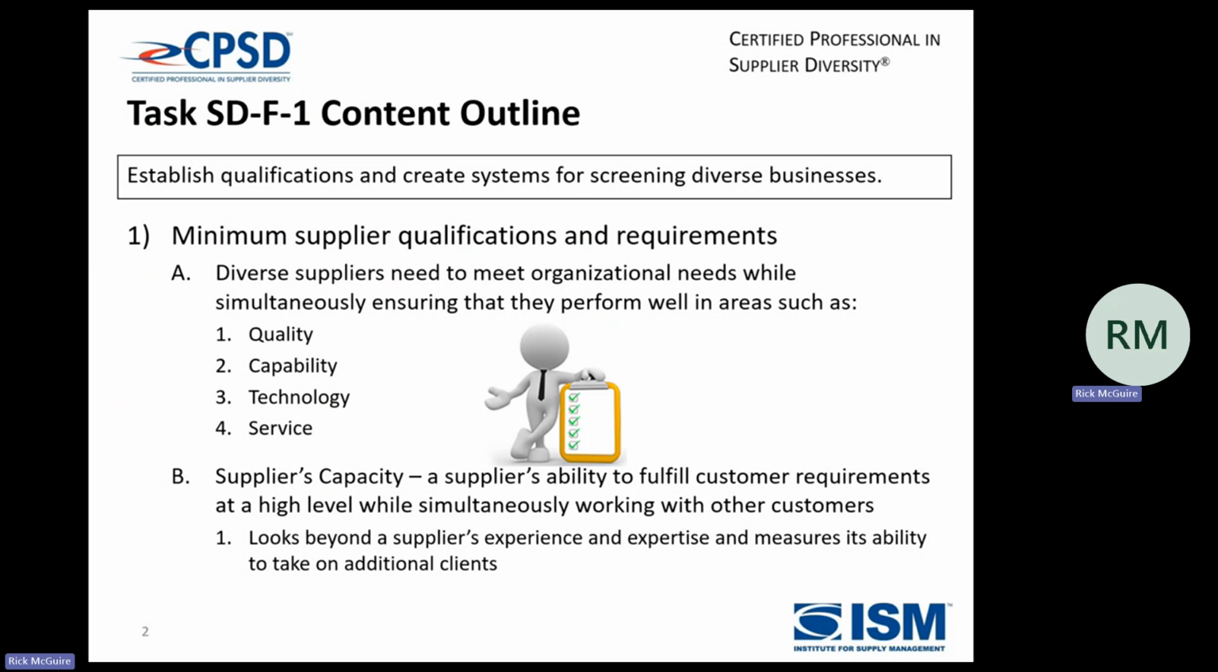So diverse suppliers need to meet organizational needs while simultaneously ensuring that they perform well in areas such as quality, capability, technology, and service. They have to be able to compete with your regular supply base. Suppliers' capacity: a supplier's ability to fulfill customer requirements at a high level while simultaneously working with other customers. That's a definition of capacity. It looks beyond a supplier's experience and expertise and measures its ability to take on additional clients.